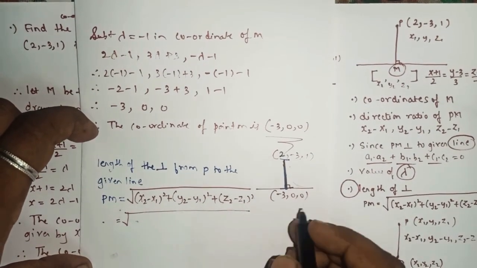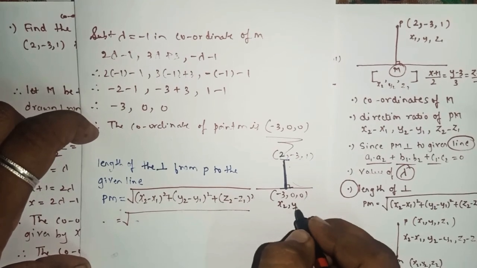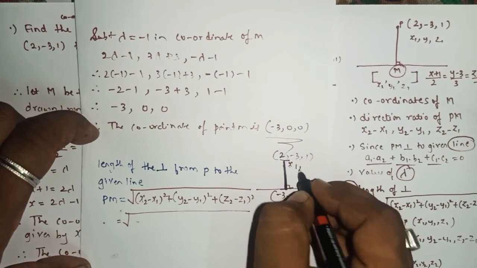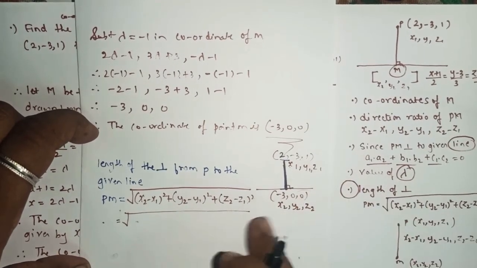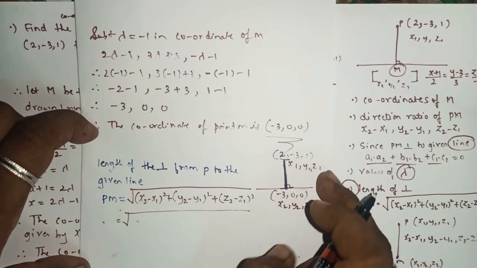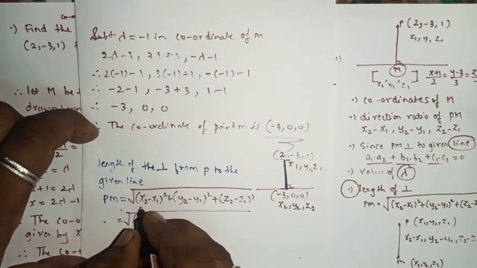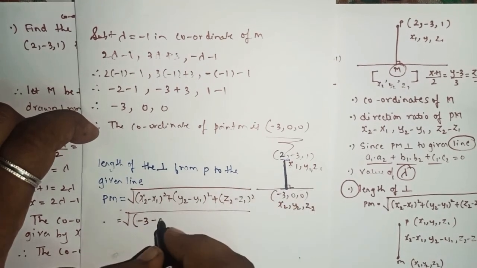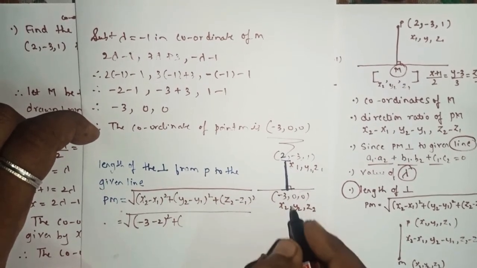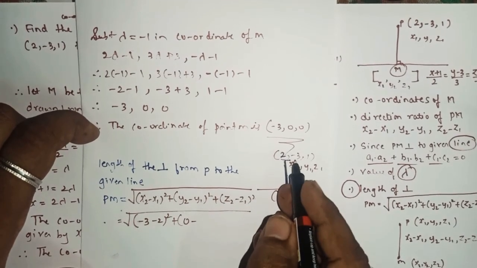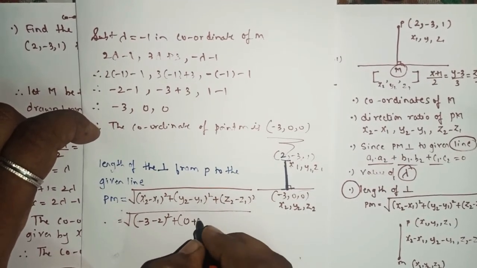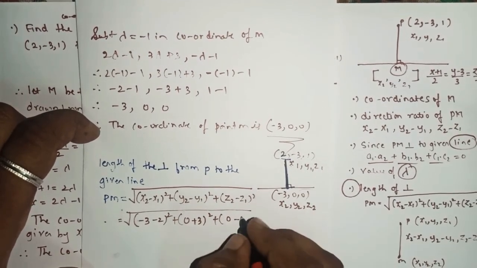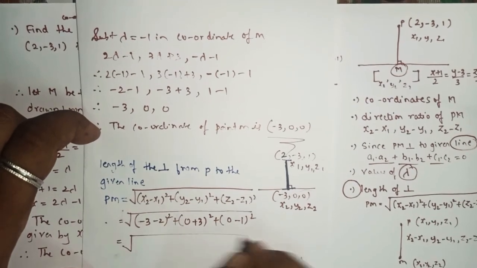So here we'll consider this as x2, y2, z2, and this as x1, y1 and z1. Again, no need of showing that x1 is what, y1 is what, z1 is what. Directly substitute the value. So x2 is what? Minus 3. X1 is what? 2, the whole square. Y2 is what? 0. Minus y1 is what? Minus 3. So minus minus will be plus here. Z2 is what? 0. Minus z1 is what? 1.